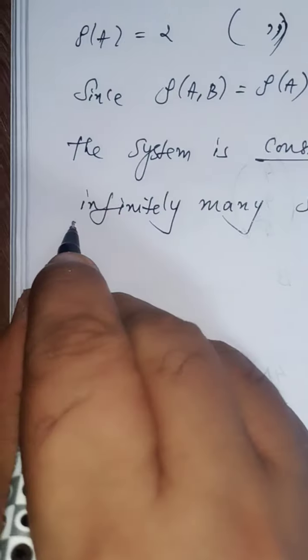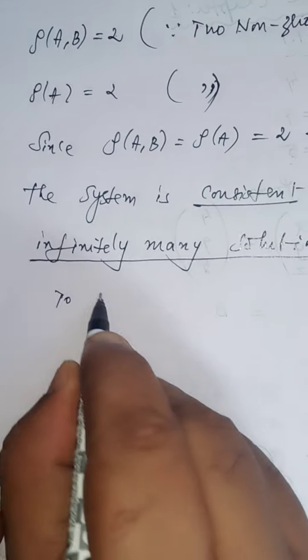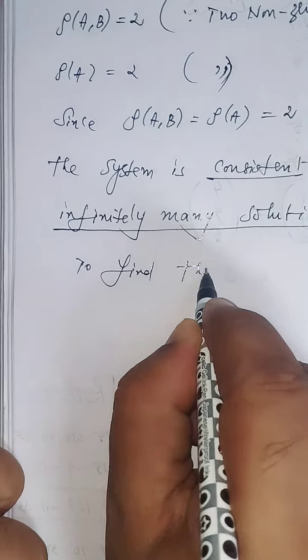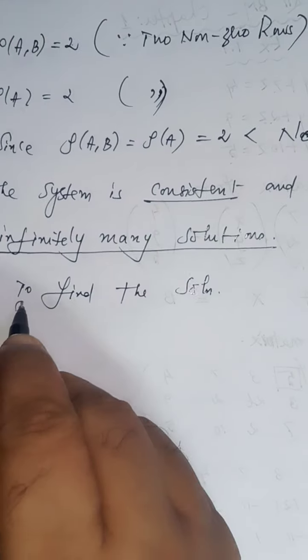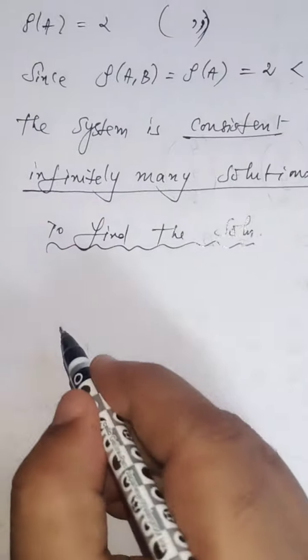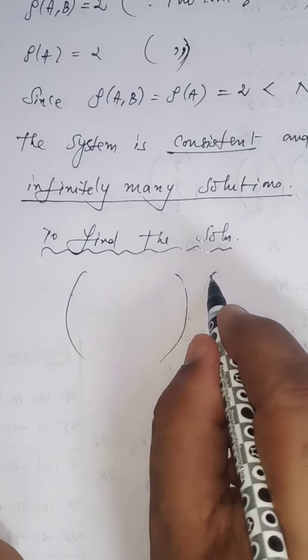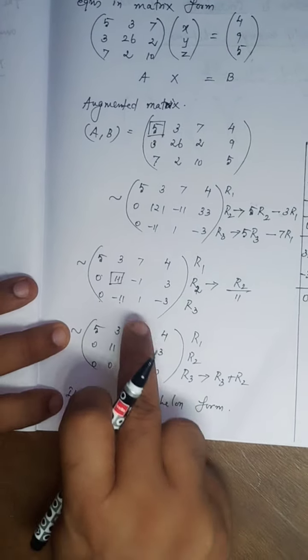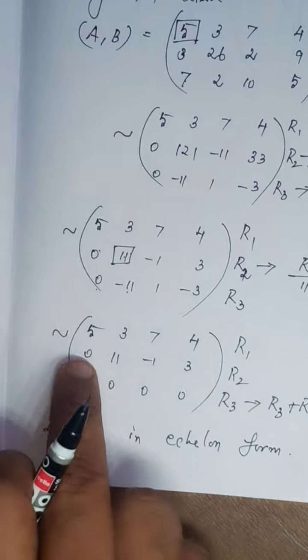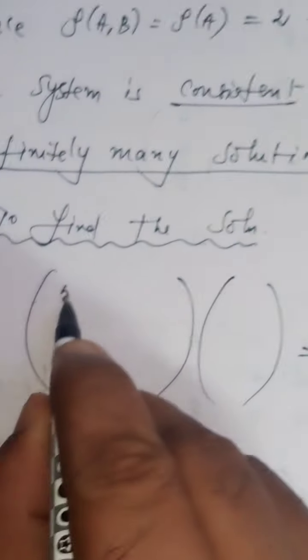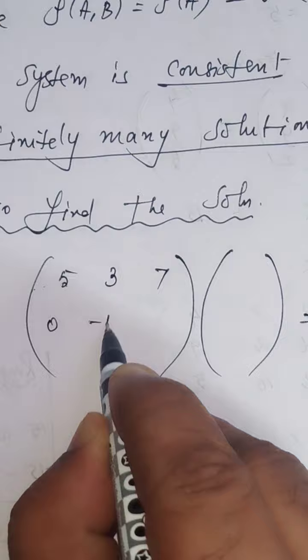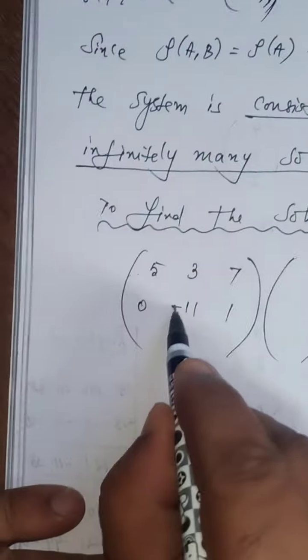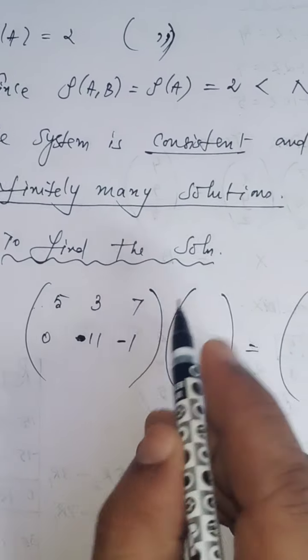How to find the solution? To find the solutions, consider the last equivalent matrix. Write that matrix in equation form. Here is the last equivalent matrix. The first 3 rows and 3 columns are the A matrix: 5, 3, 7, 0, 11, minus 1, and 0, 0, 0. Sorry, this is plus 11 and minus 1.